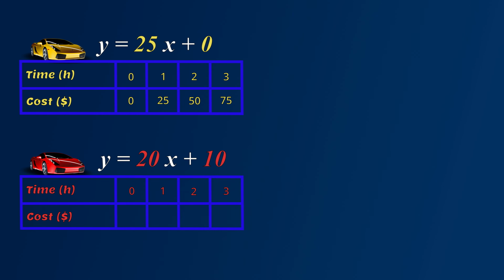Now for the red car rental cost. When you turn on the ignition, it already costs the deposit of $10. After 1 hour, the cost is $20 for 1 hour plus the $10 deposit. That's $30 altogether. After 2 hours, the cost is $40 for 2 hours plus the deposit of $10. That's $50. And 3 hours cost $60 plus $10. That's $70. Notice that both companies have the same cost of $50 for 2 hours of car rental. The value for the X and the value for the Y fit both equations.